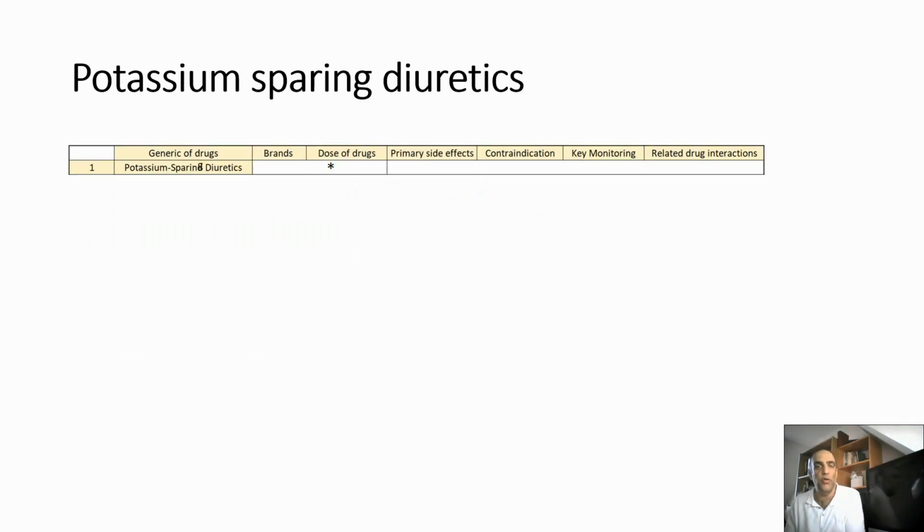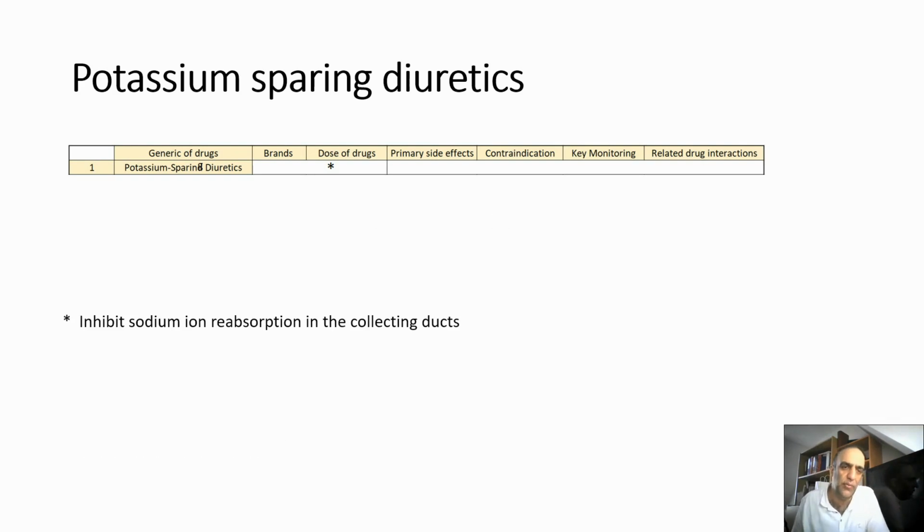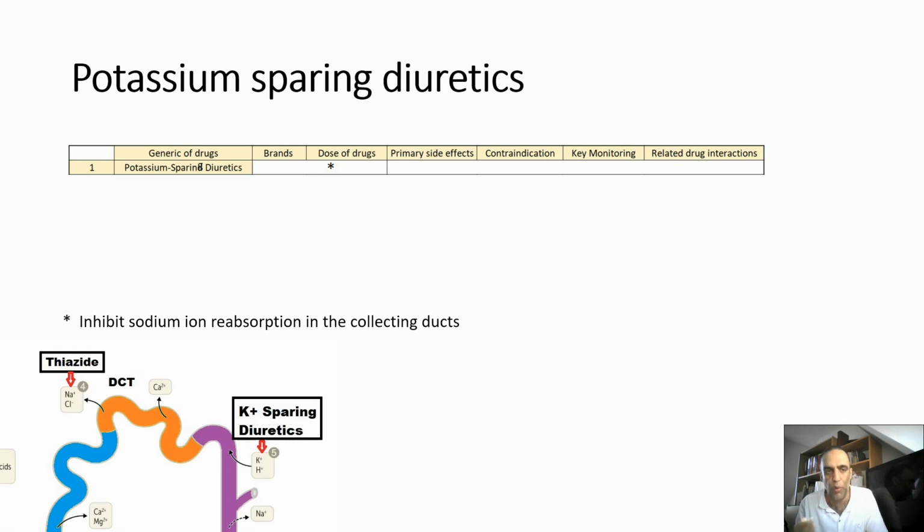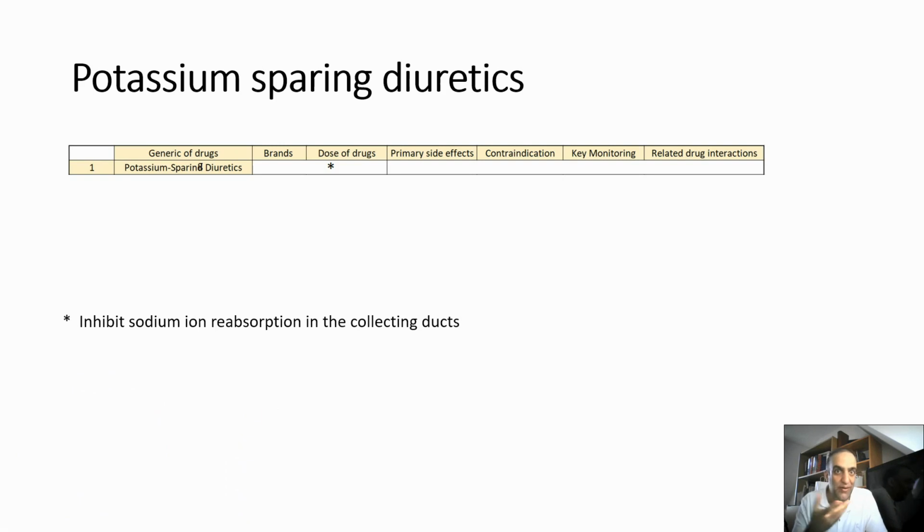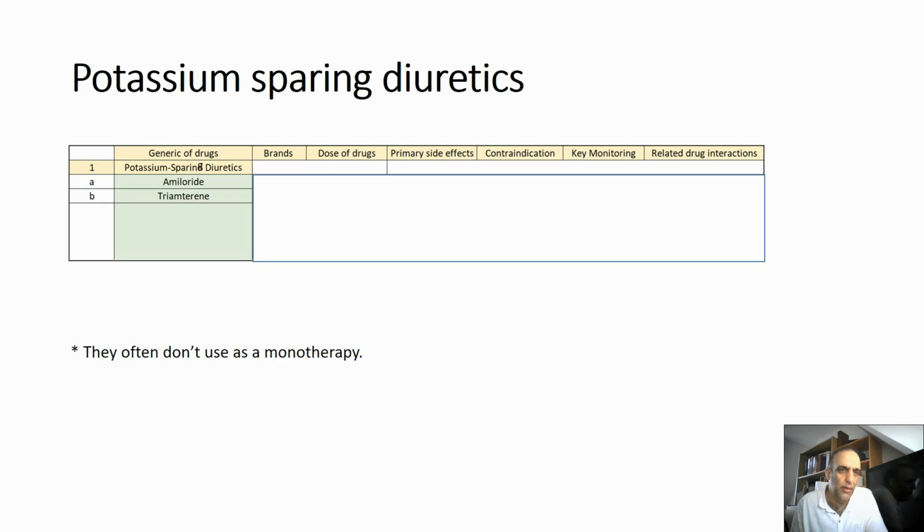And the potassium-sparing diuretics. In this group, these drugs inhibit sodium ion reabsorption in the collecting duct. In this situation, potassium will be spared. There are two types of drugs in this group: Amiloride and Triamterene.